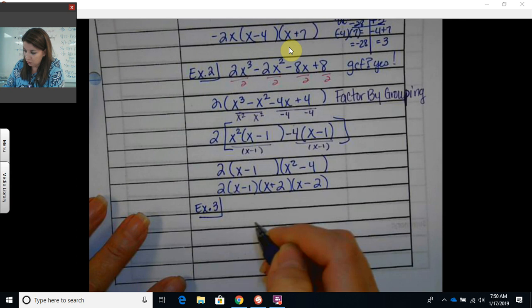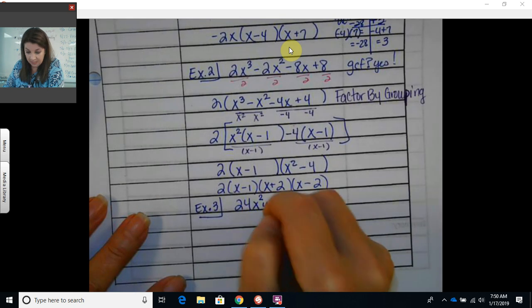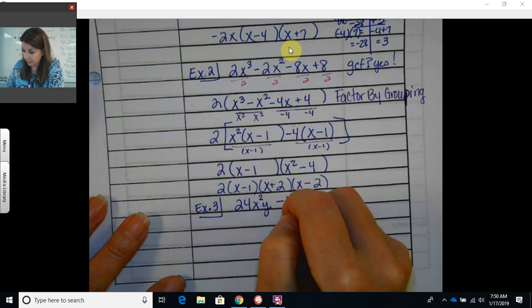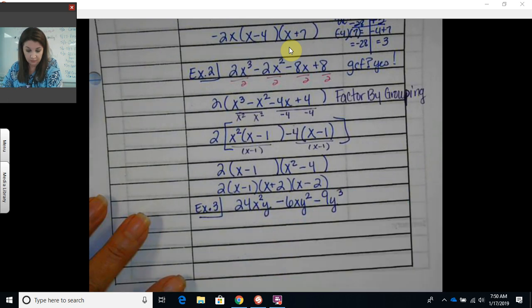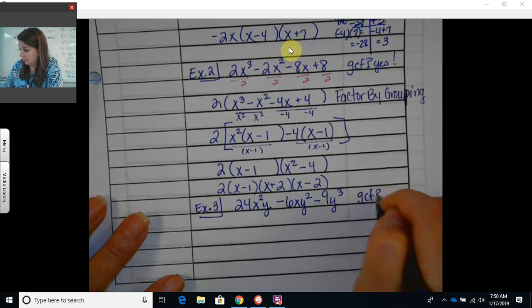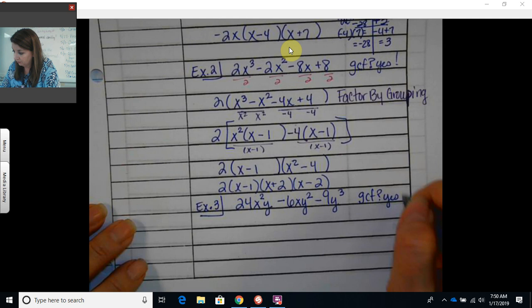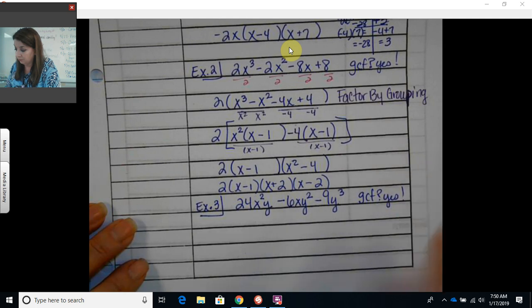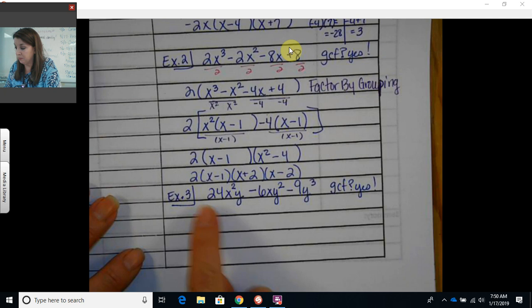We have 24 x squared y minus 6 xy squared minus 9y cubed. Okay, is there a GCF? Yes. What is it? What? Just a 3? Do all of my terms have an x in them? Does each term have an x? Just y, right? Each term does not have an x, so I can't take one of those.